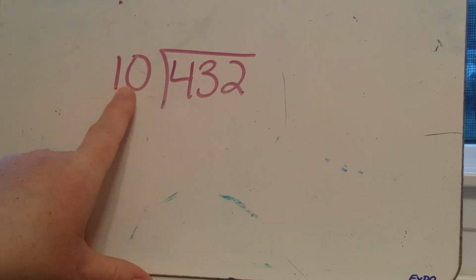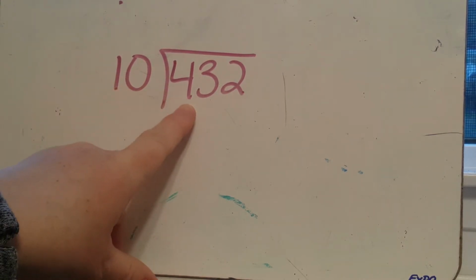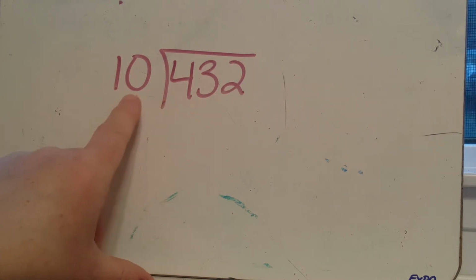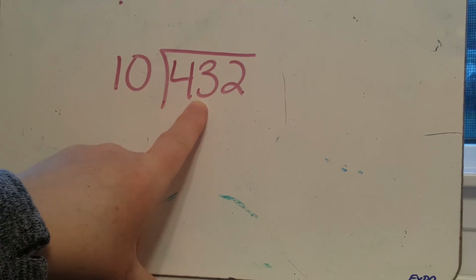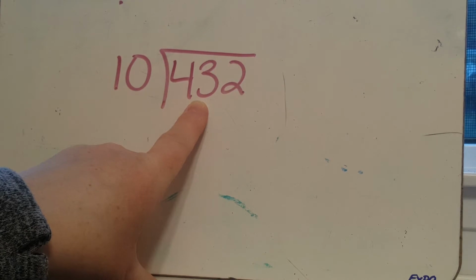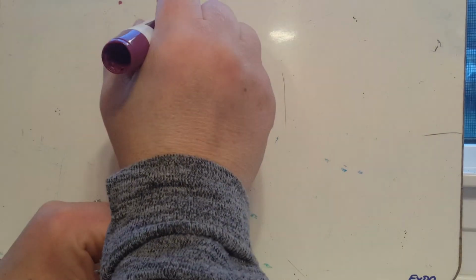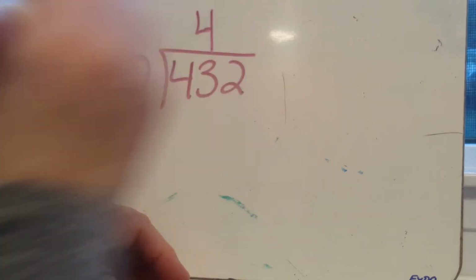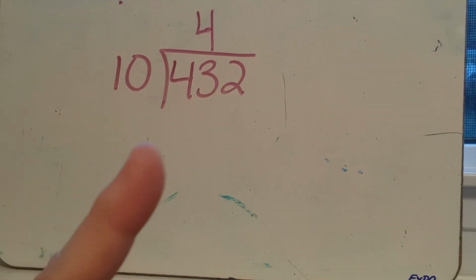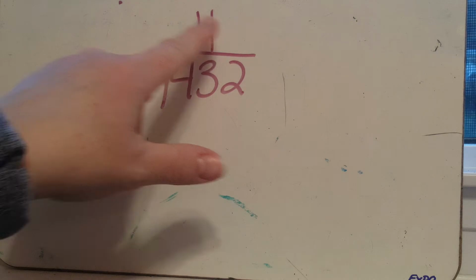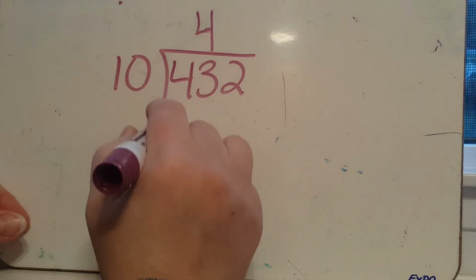So let's ask ourselves, how many times will 10 go into 4? And it won't. So now we're going to ask ourselves, how many times will 10 go into 43? So you have to ask yourself, 10 times what would be the closest to 43? And the answer would be 4. So write your 4 above the 3. And now we're going to multiply. Because remember, it's divide, multiply. So 4 times 10 would be 40.